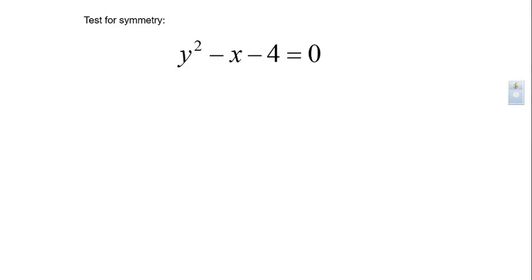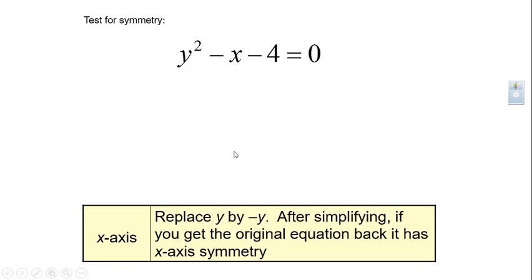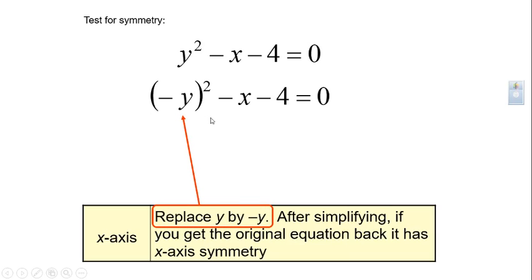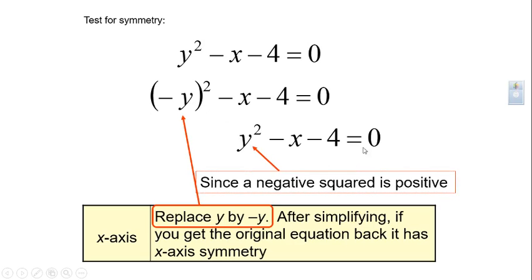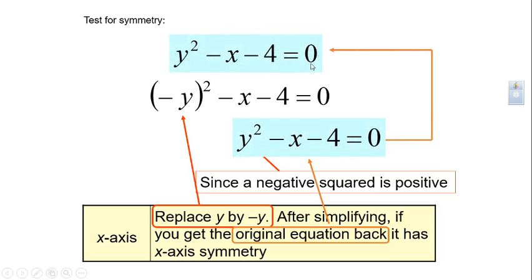Here's an equation of a graph. We have y squared minus x minus 4. We want to test to see if this graph has x-axis symmetry, y-axis symmetry, or origin symmetry. To test for x-axis symmetry, what we're going to do is take all our y's and replace them with -y. All right? Now, once we replace that y with -y, we simplify. Now, -y squared is the same as y squared. So when I simplified, I ended up with the same equation as I started out with.